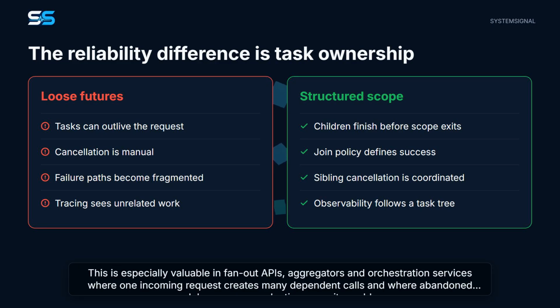This is especially valuable in fan-out APIs, aggregators, and orchestration services, where one incoming request creates many dependent calls, and where abandoned work becomes a production capacity problem.